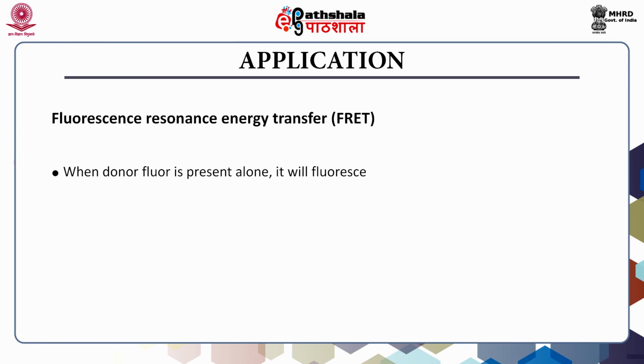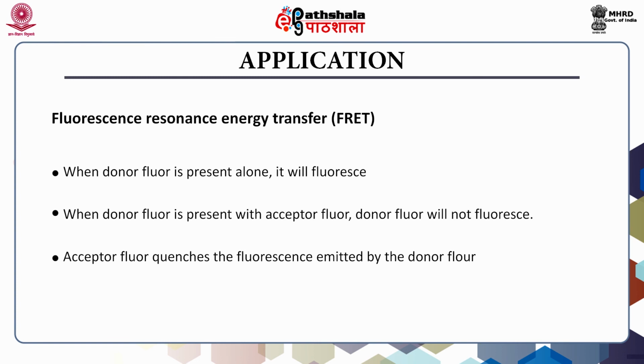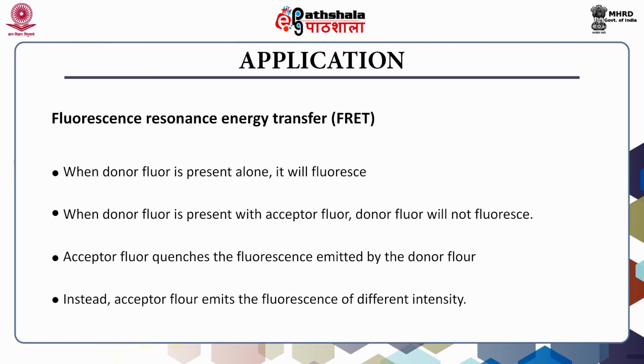When the donor fluor is present alone, it will fluoresce. When the acceptor fluor is placed in the vicinity of the donor fluor, the acceptor fluor quenches the fluorescence emitted by the donor fluor. This radiation emitted by the donor fluor is sufficient for the electronic transitions in the acceptor fluor, which thus emits fluorescence of different intensity.